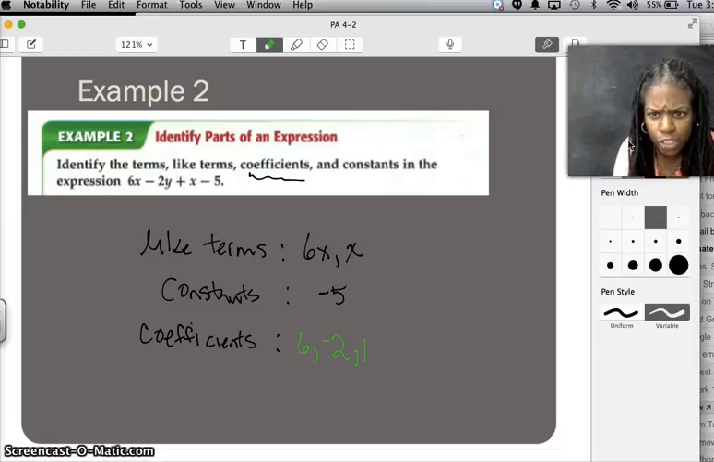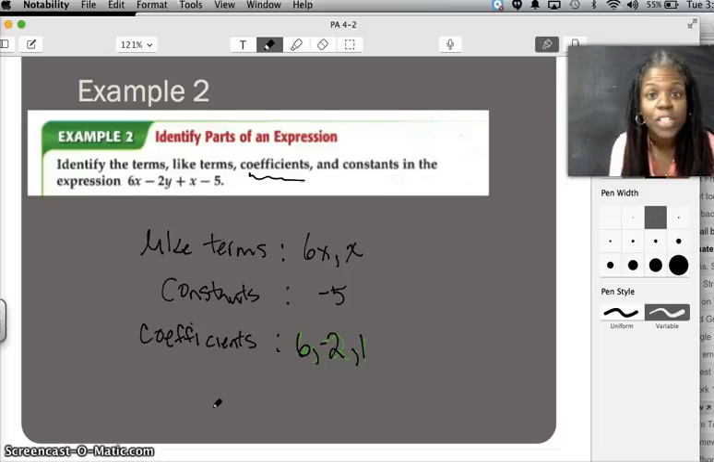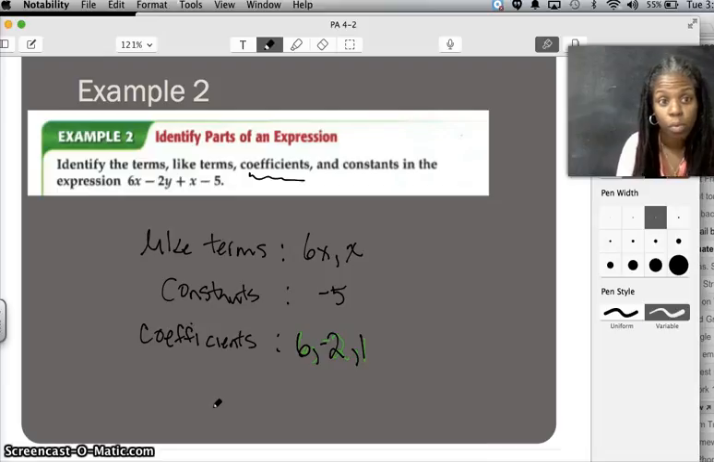I am actually hating this green right now, so I'm going to go back over this in black. My apologies, chablitos. I'm so sorry you couldn't see. Okay, sorry, babies. So 6, negative 2, and 1, because those are the numbers that are being multiplied next to variables. So do I have it?